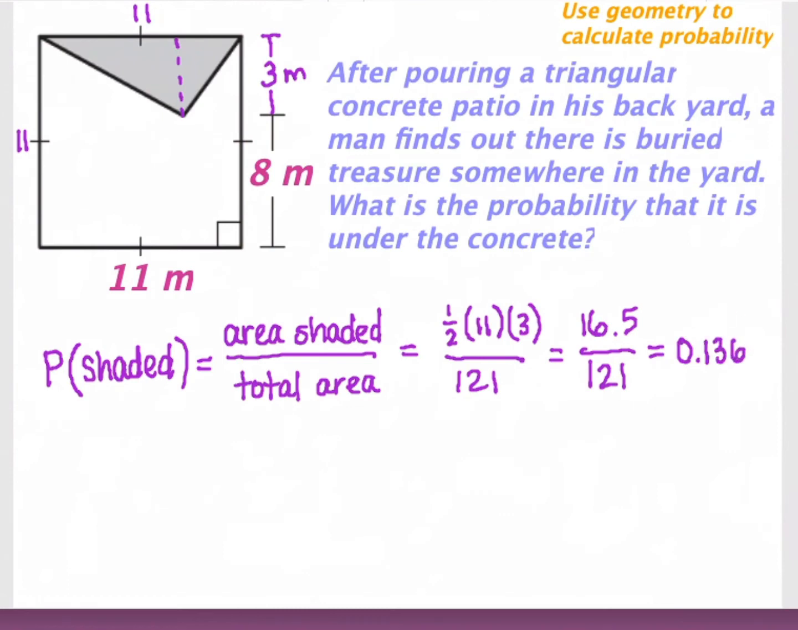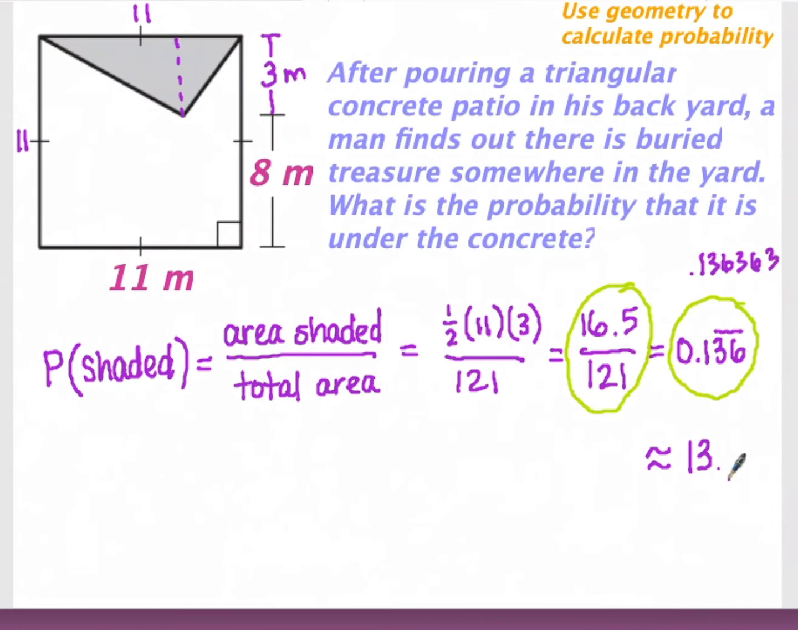0.13636363. Yeah, it's repeating. Just the 3 and the 6 seem to be repeating. We could leave our probability as a fraction. We could write our probability as a decimal. I tend to be more of a percent girl, so I think I'm going to go 13 point. Now, if that was 0.136363, and I wanted to round it to like 13 point something percent, what would my next number be? There's the 13 point. Should I round that 6 up to a 7 or keep it at a 6? That 3 behind it tells me I'm going to leave it at a 6. So if I'm rounding this, it's going to be a 13.6% probability that that treasure is under your new patio. Might be worth digging it up though, you never know.